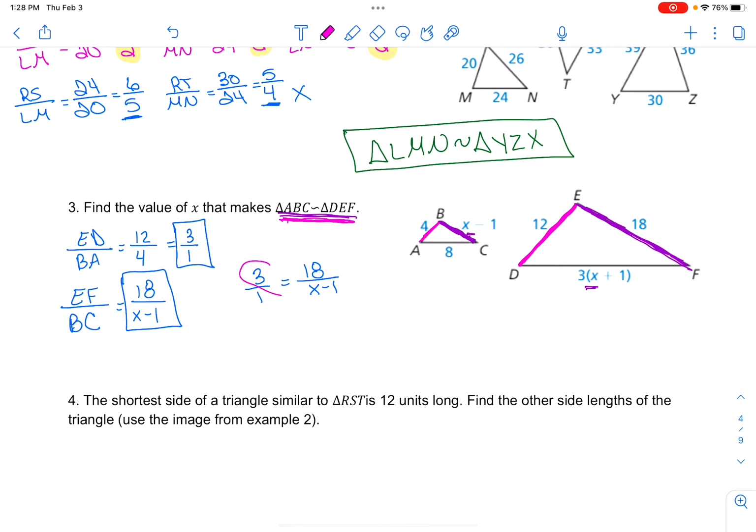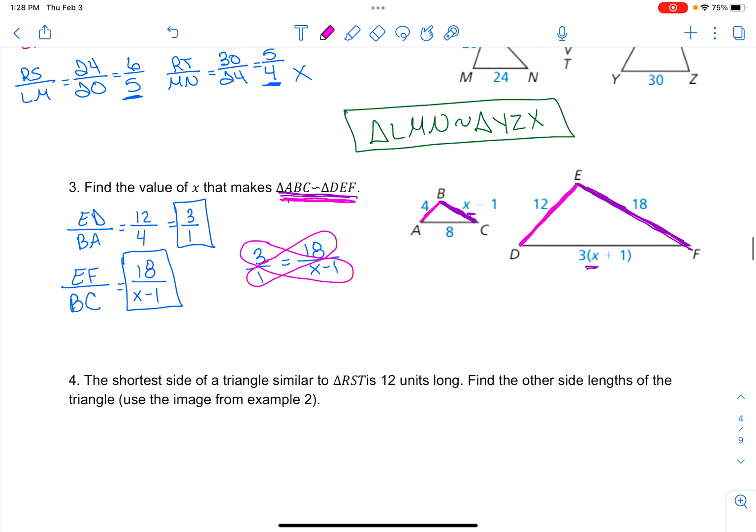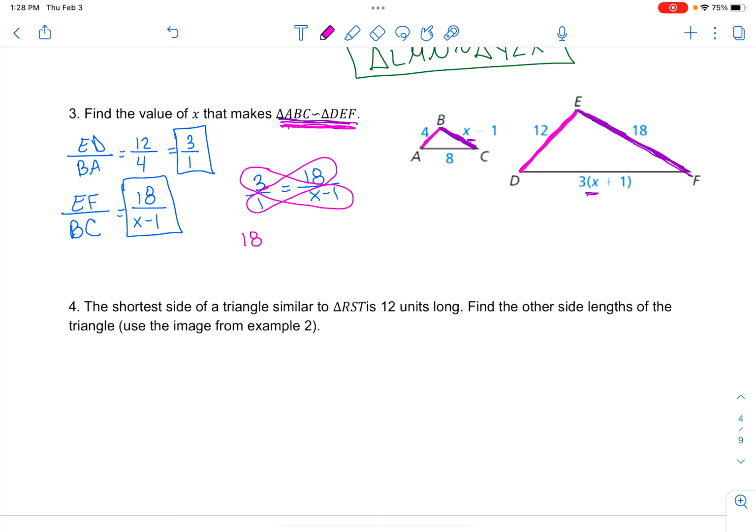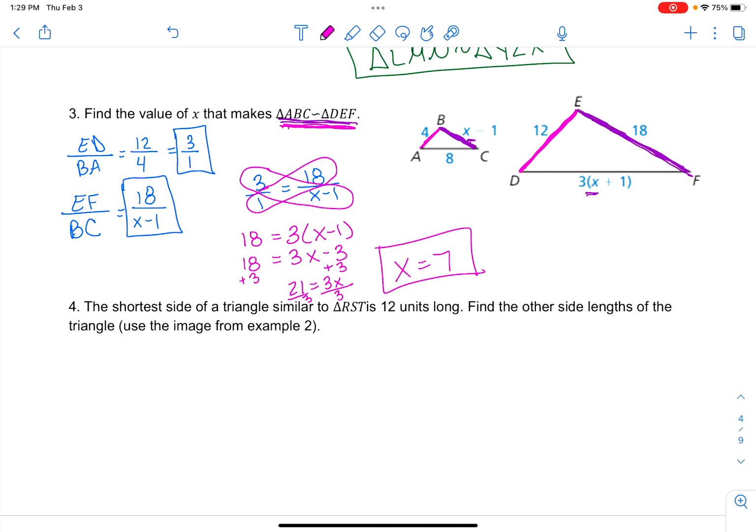And to solve for X at this point, we just have to cross multiply. So we get 18 equals 3 times X minus 1. We distribute that 3, so we get 3X minus 3. Add this 3 to both sides, and we get 21 equals 3X. And our last step is to divide both sides by 3. And that tells us X equals 7.